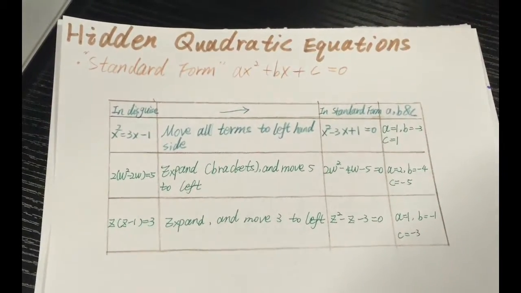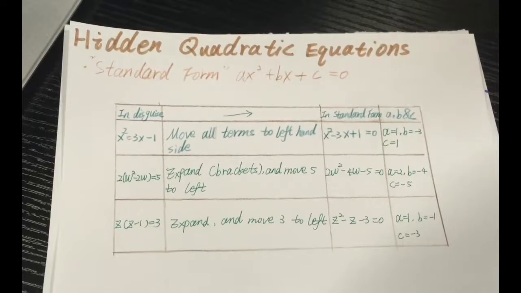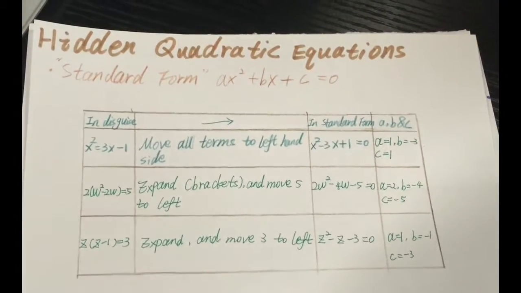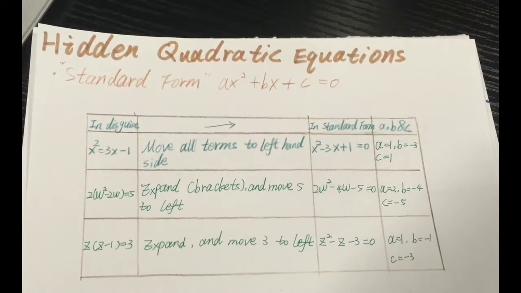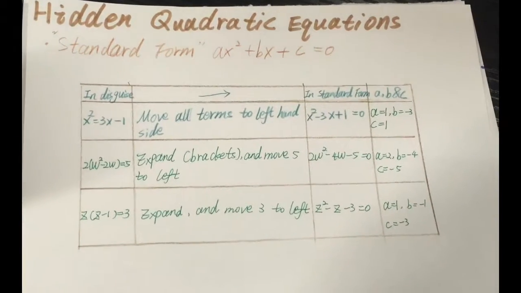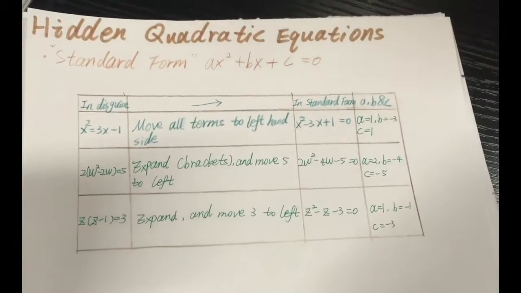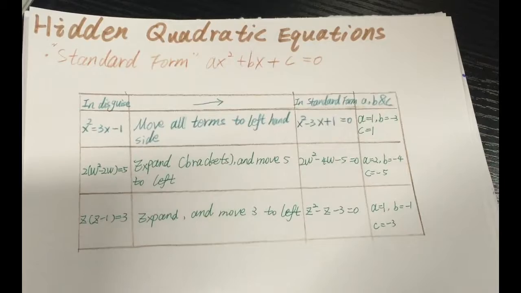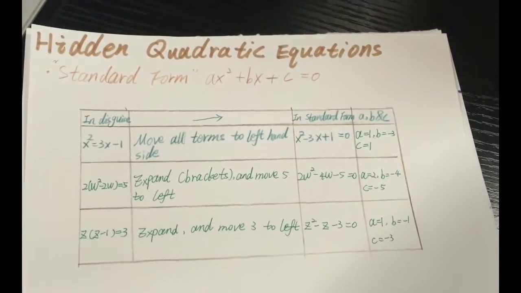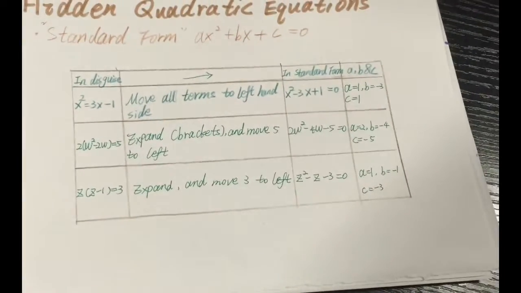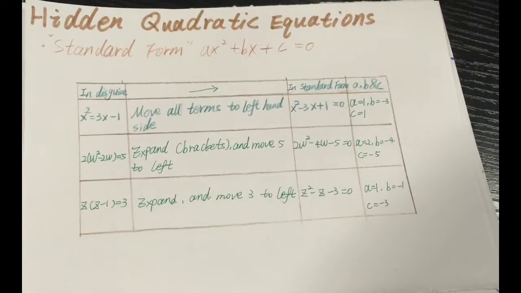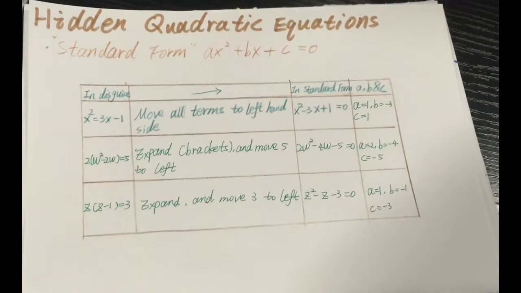And the next one is the hidden quadratic equations, and there are four columns. The first one is the disguise, the second is the movement, the third is the standard form, and the fourth is the numbers a, b, and c. The first one can be moved to the left hand side, the next one is expand brackets and move 5 to the left, and the third one is expand brackets and move 3 to the left.